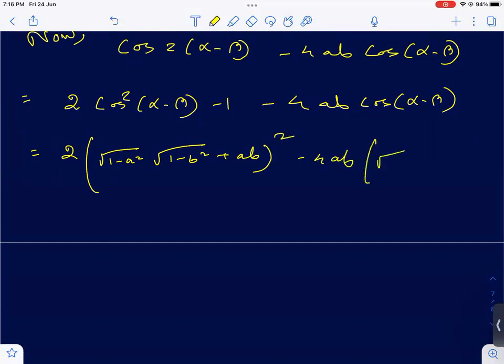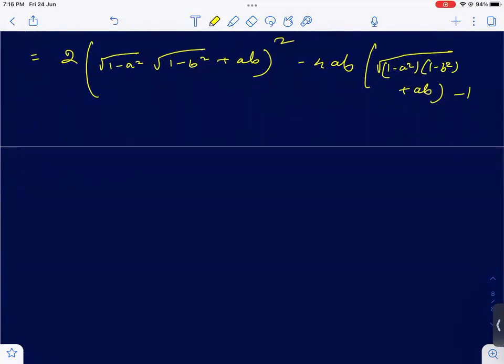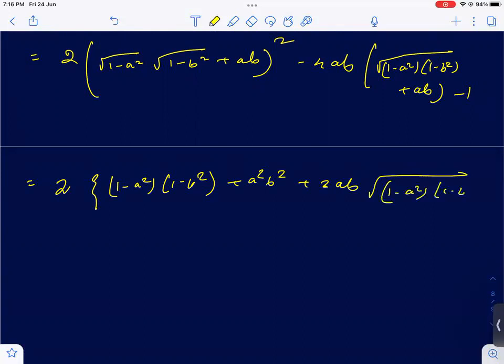4AB into root over of 1 minus A square into 1 minus B square plus AB, minus 1. 2 cos square theta minus 1; actually, minus 1 I have taken to the right hand side. This is coming to the simple (a minus b) whole square, (a plus b) whole square formula. I am putting it in short; you can calculate on your own. I am doing it myself to solve the sum fast. Plus A square B square plus 2AB root over of 1 minus A square into 1 minus B square, and minus 4AB into it is given here root of.